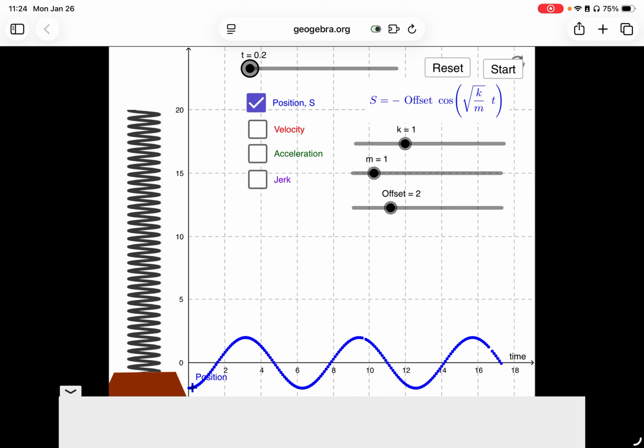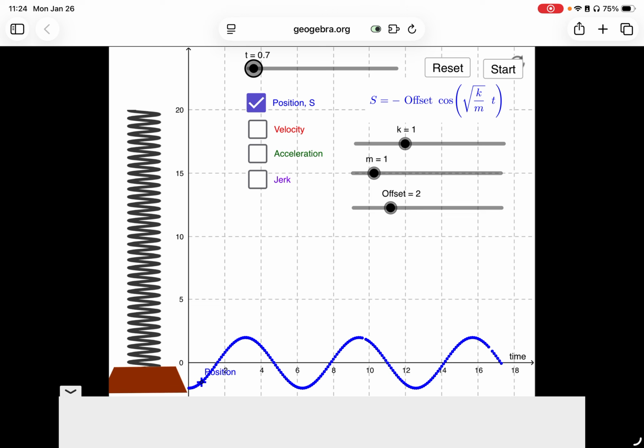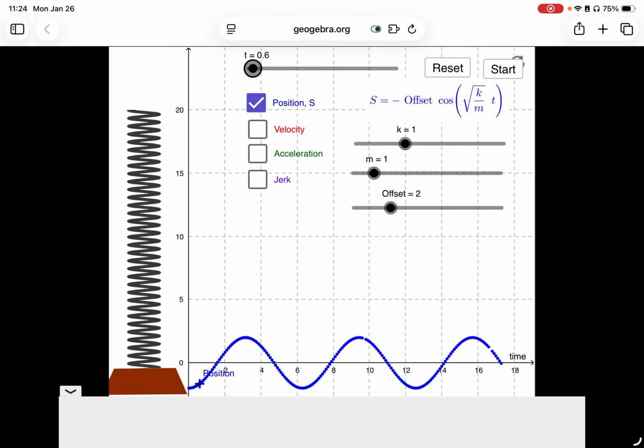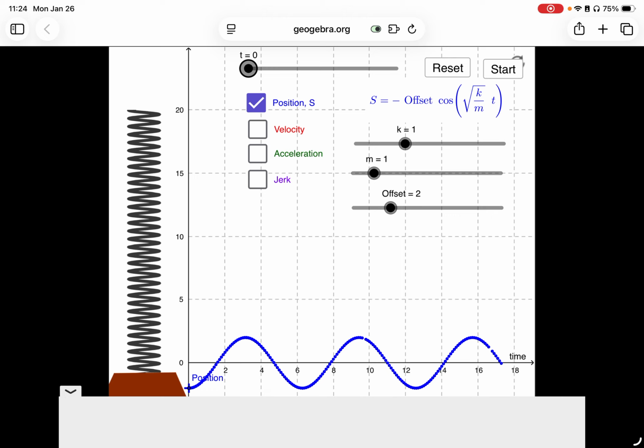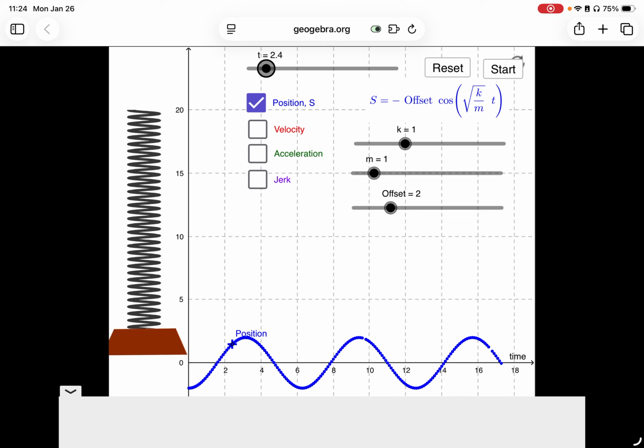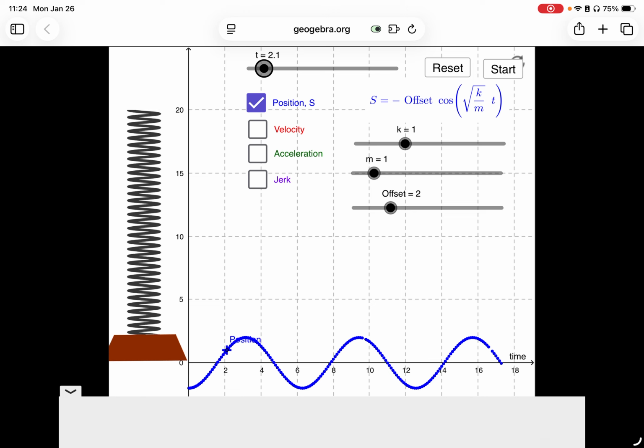So if we think about what's happening to the mass here, at the end point here, you can see that as it comes down towards the lowest extent, it's slowing down, and then its velocity changes direction. It's previously moving downwards, and then it starts to move upwards. Here it's moving upwards, and it starts to move downwards. And of course, what this means is the velocity must be zero at this point.